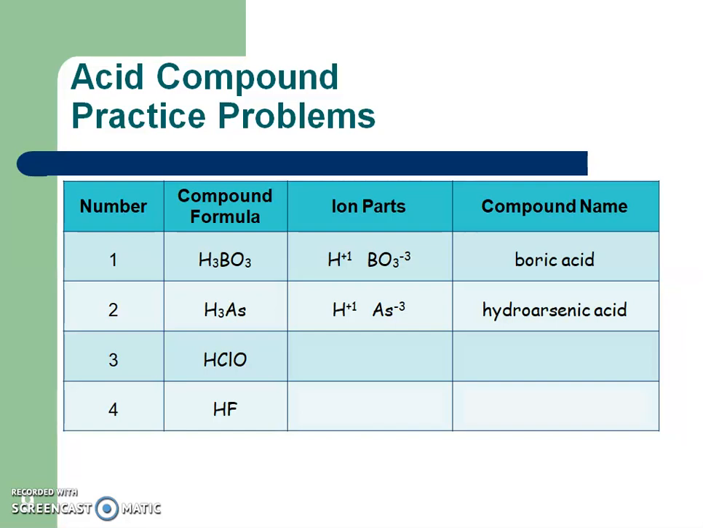Number 3, again, my ion parts. I'm going to look here and see it's a polyatomic ion. Look for that name. Does it end in ate or ite? And now am I going to change it to ic or ous? In this case, it's going to be hypochlorous acid because it came from hypochlorite. So it's different than hydro, guys, okay?